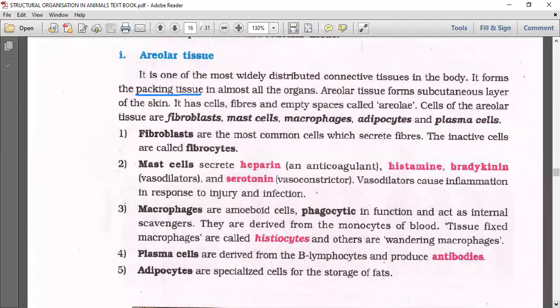Areolar tissue forms a subcutaneous layer of the skin. Below the skin we find areolar tissue. It has cells, fibers, and empty spaces called areolae. Cells of the areolar tissue are fibroblasts, mast cells, macrophages, adipocytes, and plasma cells. The fibroblasts are the most common cells, which secrete fibers.